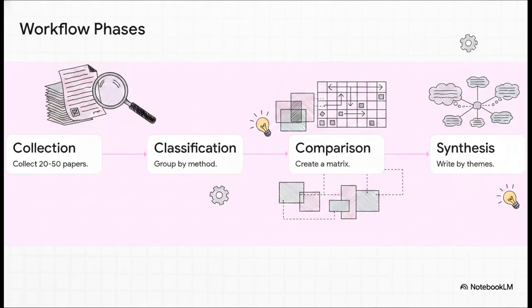Now, I know writing a massive synthesis can feel pretty intimidating, so we're going to break it down into 4 highly manageable phases. Phase 1 is paper collection. That's where you grab your 20 to 50 key papers. Phase 2 is classification, grouping them by method, application, whatever makes sense. Phase 3, build a comparison table. And Phase 4, actually write your synthesis, using those thematic paragraphs we talked about earlier. Seriously, if you follow the sequential process, writer's block basically just disappears.